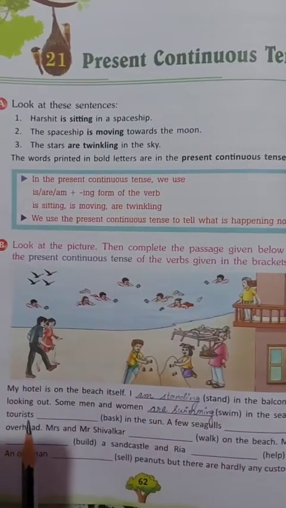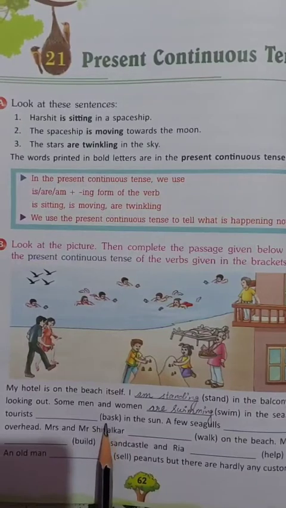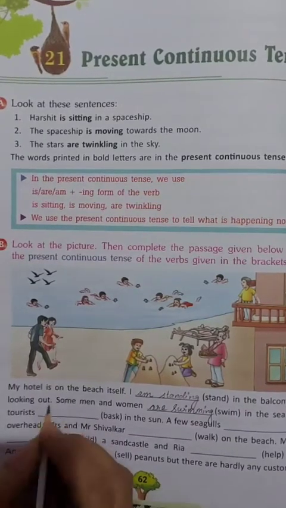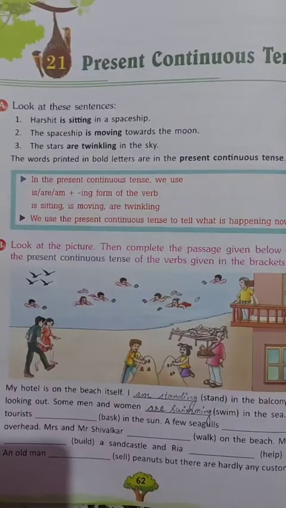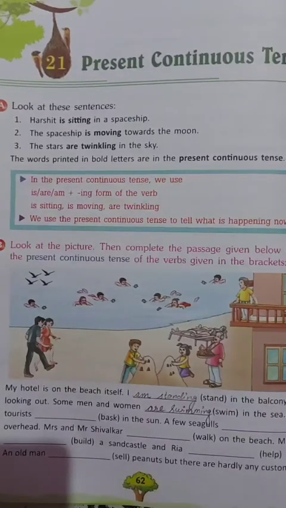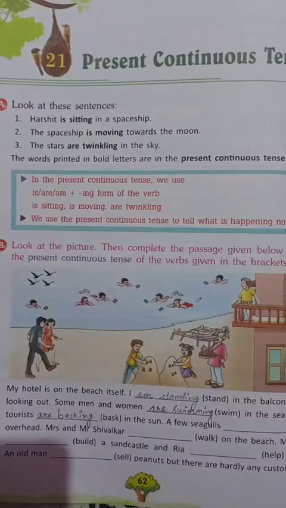Two tourists dash in the sun. The verb given to us is bask. Now here, what will we write? Here again, plural is given to us. So we will say, two tourists are basking in the sun. Okay, let's move further.